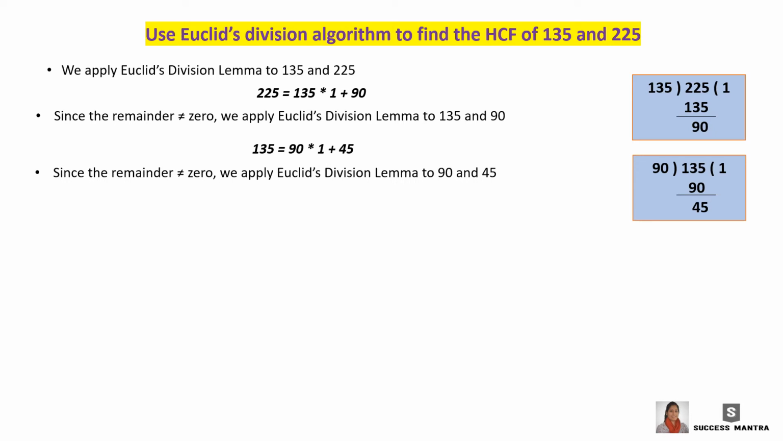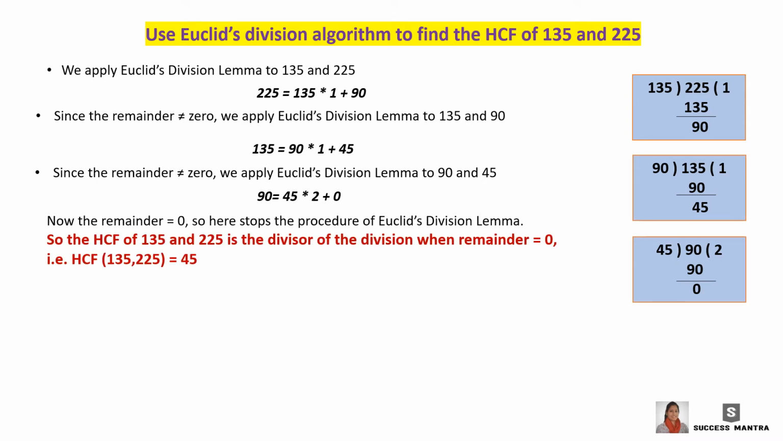Remainder is not equal to 0. Again we apply Euclid's division lemma to 90 and 45. So we get 90 is equal to 45 into 2 plus 0. So here the remainder is equal to 0. So we stop the procedure of Euclid's division lemma and we find that the HCF of 135 and 225 is the divisor of the division when the remainder is equal to 0, that is 45.